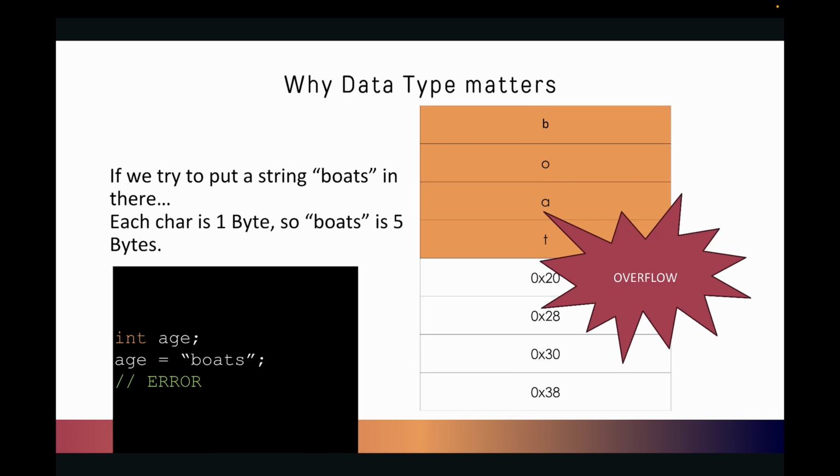B-O-A-T, error, overflow. Because we want boats in there, not boat, we don't have enough space. We get an overflow error. We're trying to write on something that we can't write on, and your program's going to crash if your compiler even lets you do it, right? So we need to make sure we allocate the right amount of memory when we declare our data type.